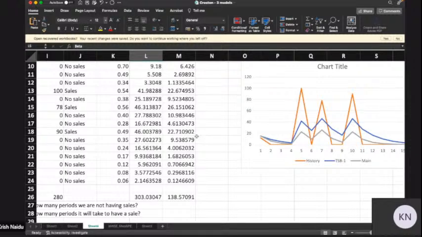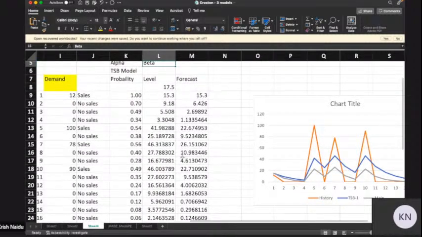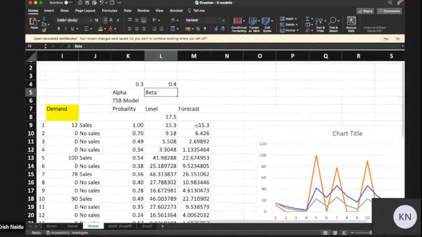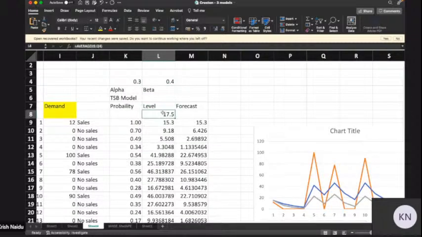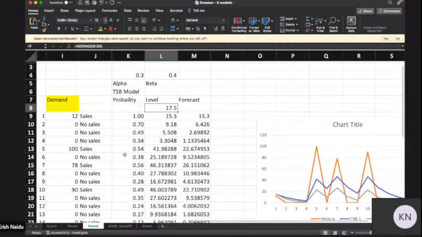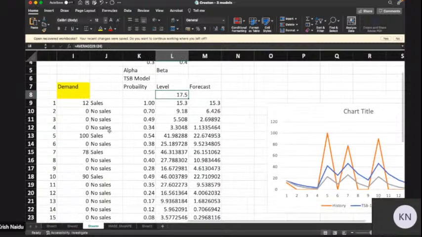Right, so this is how we are building the model. Right now I'm doing a trial and error method that is not required. We can directly use the optimization model to derive this 0.3 and 0.4. We can even derive this level by using linear regression. Right now I've taken the average, but in reality we can also use the linear regression method to calculate our level.